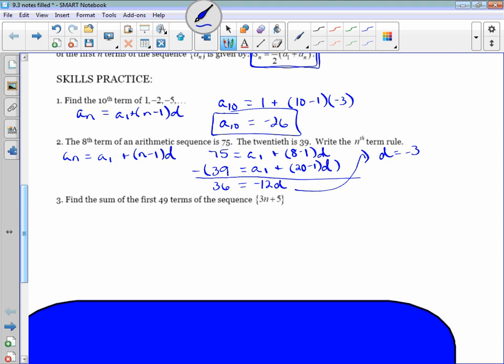I'm not done yet, though. I have to find a sub 1. So I don't care which equation you plug it into. I'll do the first one. 75 equals a sub 1 plus 7 times negative 3.